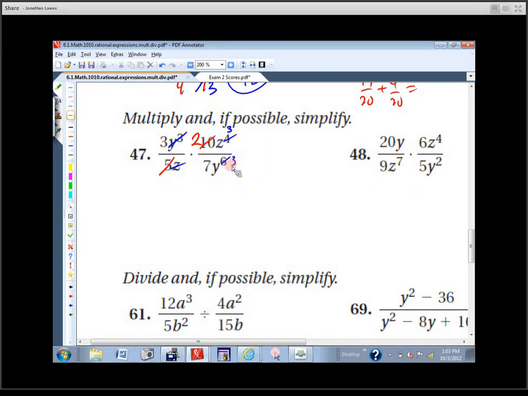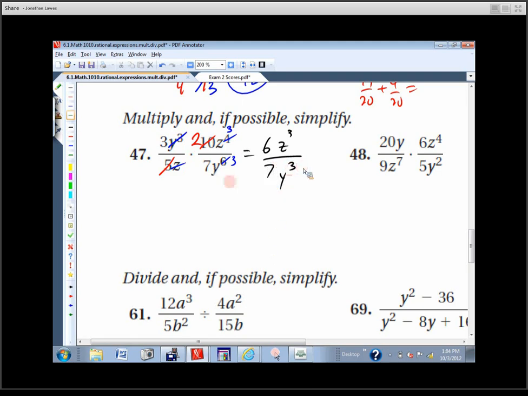So let's take a look. Sometimes it can get a little bit confusing to keep things straight. I've got a 3 and a 2 on the top. I've got a 6. And I have a z to the 3rd. What do I have on the bottom? A 7 and y to the 3rd.